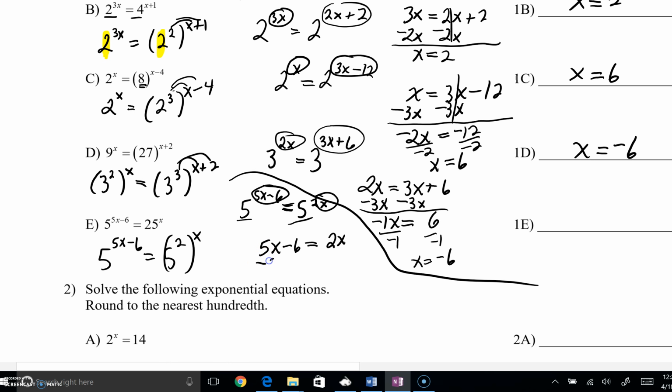Tell you what, this time I'm going to minus a 5x from both sides. And I'll have negative 6 is equal to, well, 2 minus 5 is negative 3. So we have negative 3x. I'm going to divide by negative 3 on both sides. Negative 6 divided by negative 3 is 2. So x equals 2, and we are done.